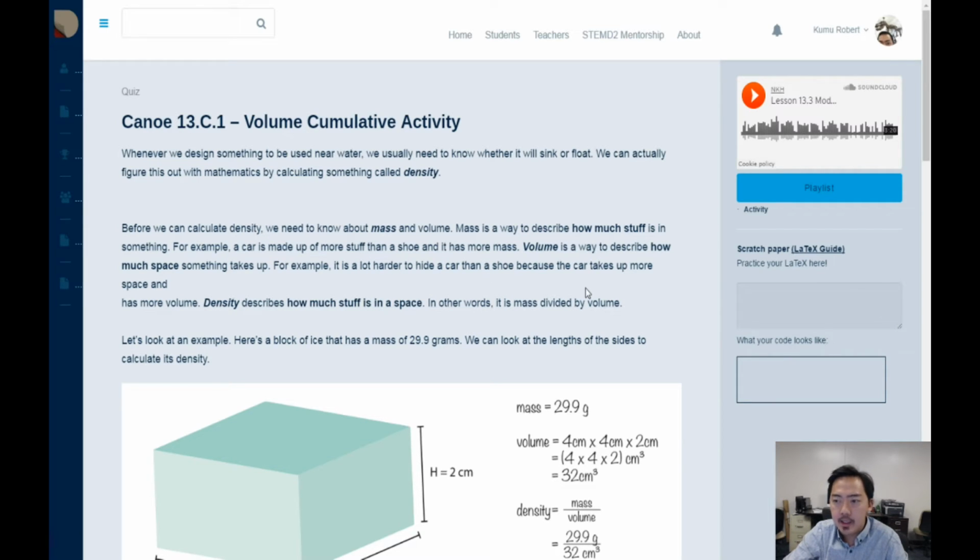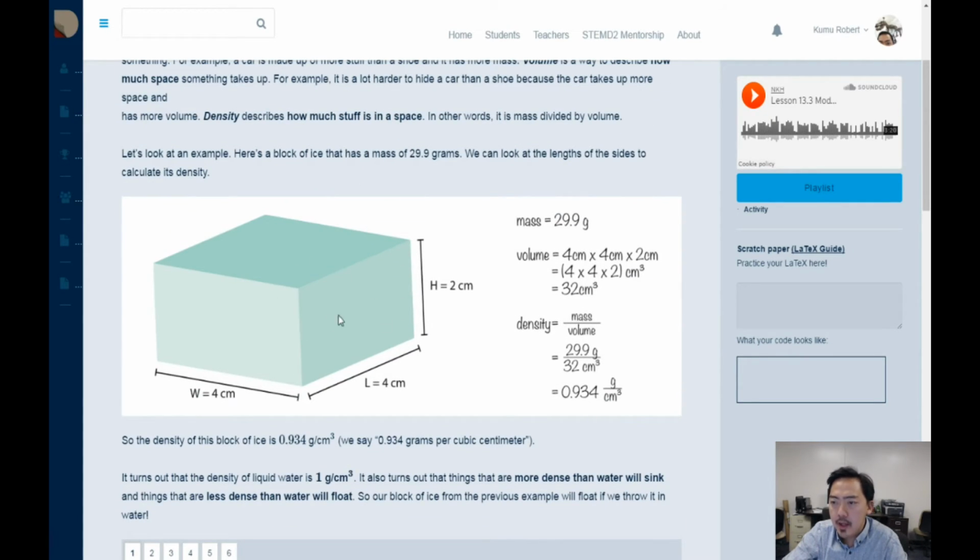To measure density, we first need a mass, and then we need to calculate the volume. And then density is mass divided by volume. So here, for example, we have a block of ice that has a mass of 29.9 grams. It also has a volume of 32 centimeters cubed. This gives us a density of 0.934 grams per centimeter cubed.